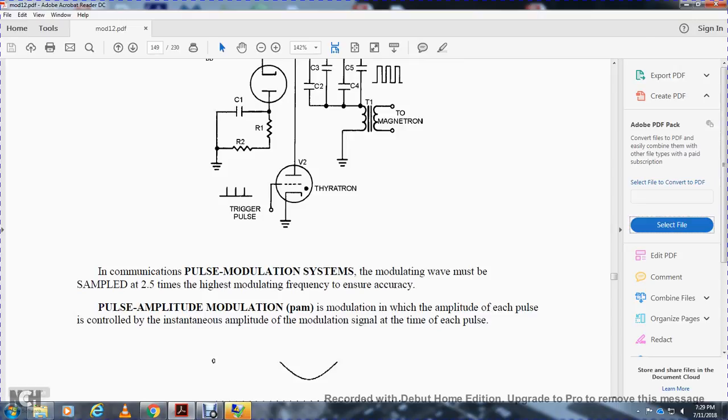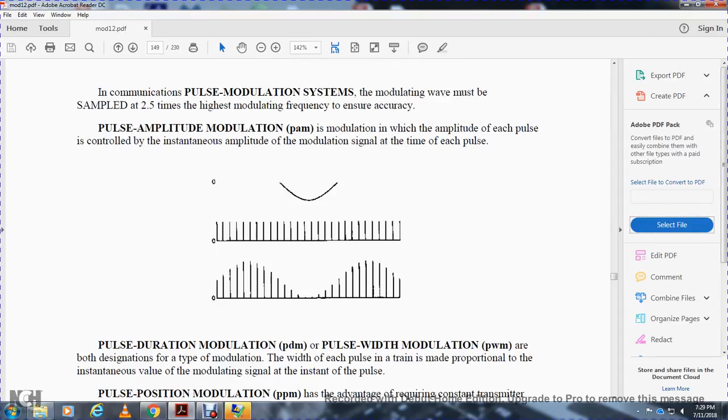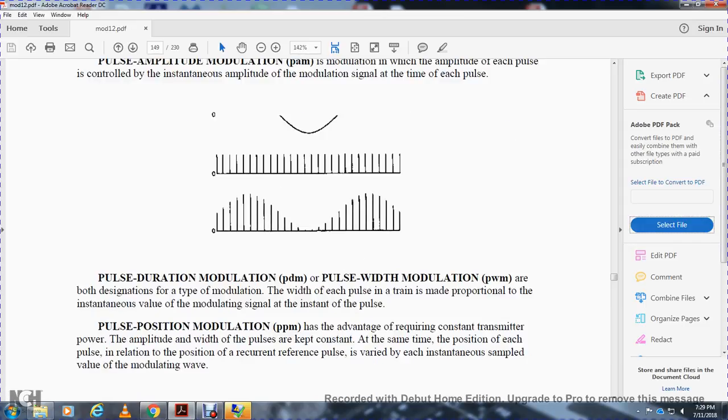In communication and pulse modulation systems, modulating waves must be sampled at 2.5 times the highest modulating frequency to ensure accuracy. Pulse amplitude modulation is the modulation in which the amplitude of each pulse is controlled by the instantaneous amplitude of the modulating signal at the time of each pulse. Pulse duration modulation and pulse width modulation are both designations of the same type of modulation. The width of each pulse of the train is proportional to the instantaneous value of the modulation at the instant of the pulse.